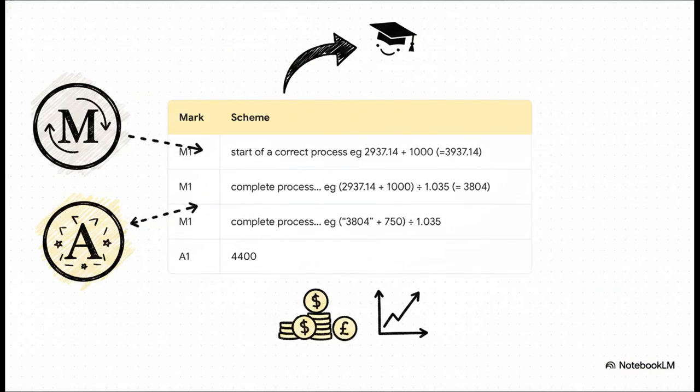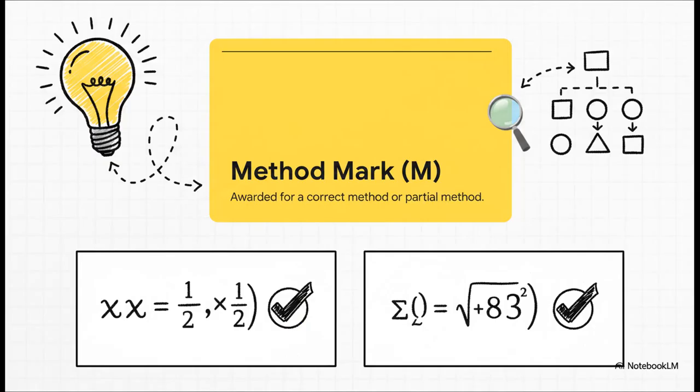Okay, take a look. This is straight from the examiner's guide. The marks are labeled M for method and A for accuracy. And check this out. You get an M1 mark just for starting a correct process, just for adding that £1,000 back on. You get another M mark for doing the division correctly, and a third for setting up the final part of the process. So what even is a method mark? Well, the official guidance says it's for a correct method, or even just a partial one. This means the examiner is actively looking to reward you for your thinking, for your approach, not just for what pops out of your calculator at the end.